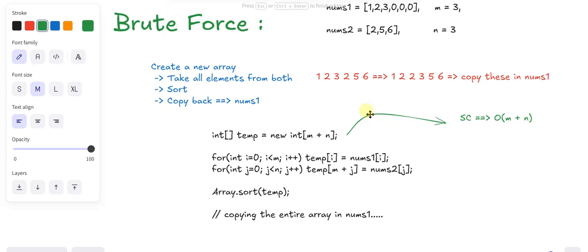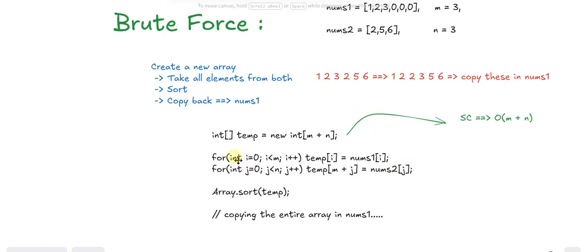Also, if you see carefully, I have iterated over all the m elements from nums1 and all the n elements from nums2, and I've placed all this in the temp array which I've created, that is the extra space, and I'm sorting it. Whatever algorithm you use for sorting, let's say I've used the inbuilt function, internally it will be sorting it. So that will be taking n log n.